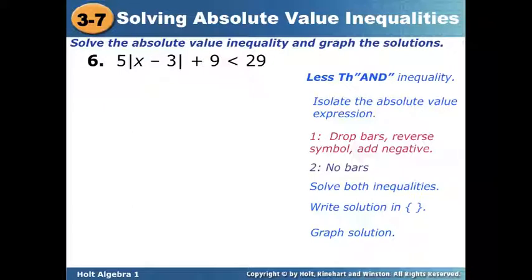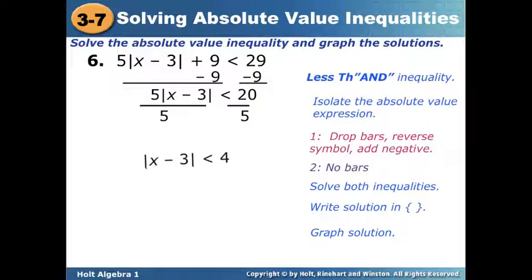Example number 6. Follow the steps on the screen to work this problem on your own. Pause the video at this time. Let's check your solution. You should have first subtracted 9 and then divided by 5 to isolate the absolute value bars. Once you isolate the absolute value bars, you'll make 2 inequalities. The first one, check your work. You should have reversed the direction of the inequality symbol and then made the 4 negative.